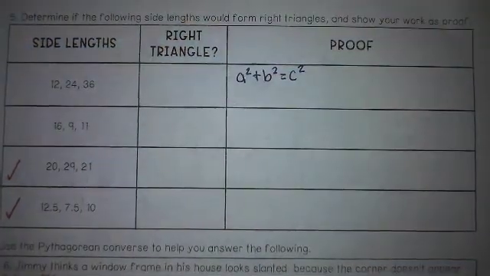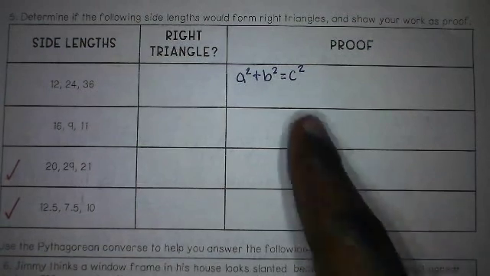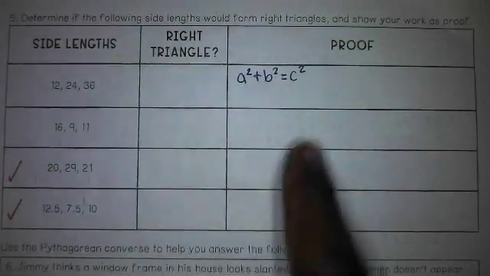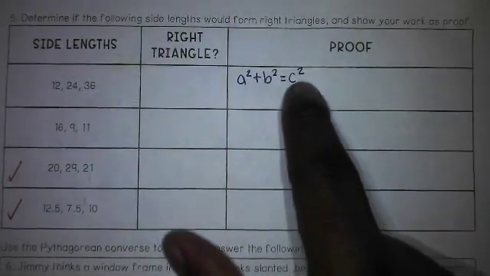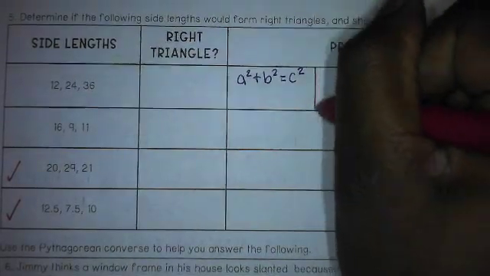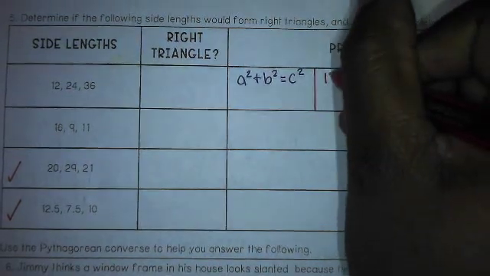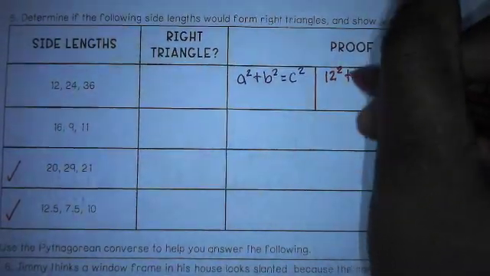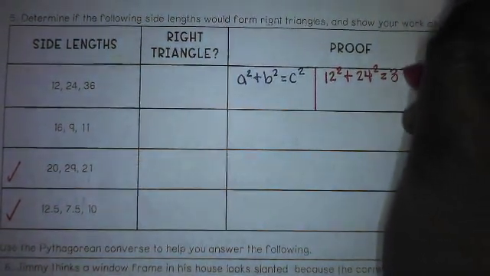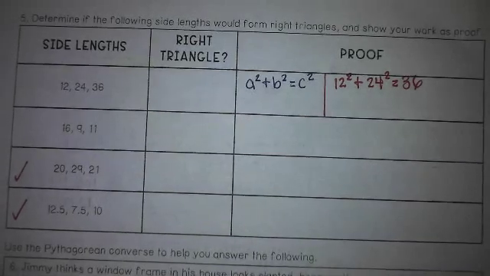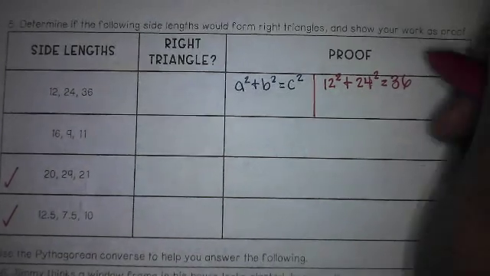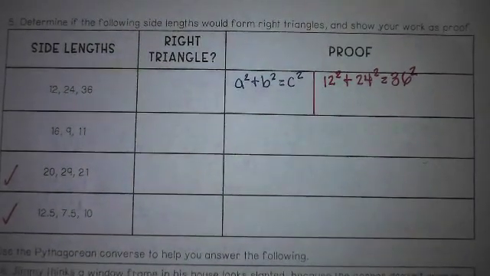Now remember, the longest side is the one that goes into C. Even if the numbers are jumbled up, you have to make sure that the biggest number goes where the C goes. Okay? So I'm going to write my proof. I'm going to fill the numbers in. So 12 squared plus 24 squared should give us 36 squared. Now I'm going to venture to say that this is not true.